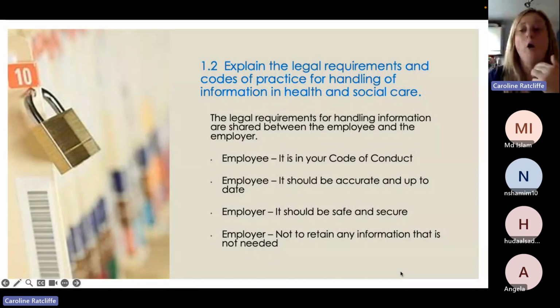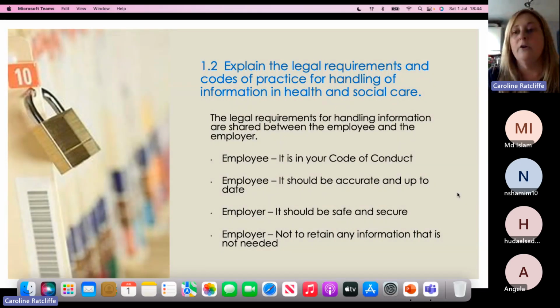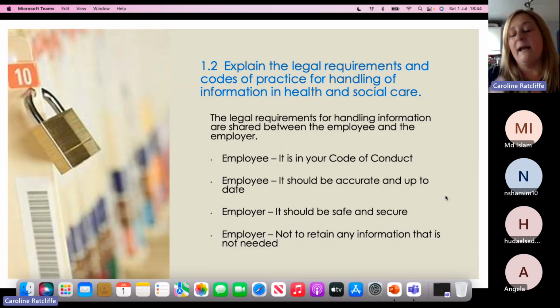Okay, so then the employer's responsibility. So the employers, it is right that it's 50-50 between the two. The employer is saying that the data is going to be safe and secure. So they'll have this great computer system. It will be password protected. Sometimes organisations might use VPN, so virtual private networks, just as an extra layer of security.